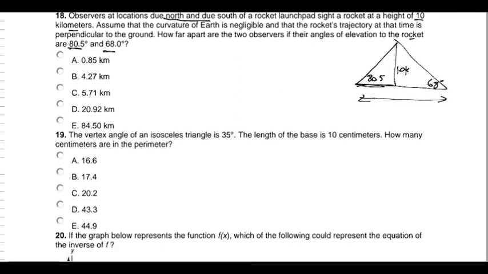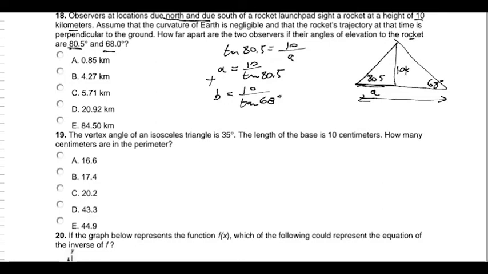So if we look at this one here, we can use the tan function. So tan of 80.5 degrees is equal to the opposite, which is 10, over the adjacent. Let's call that A. So therefore, just cross multiply. So we get 10 over tan of 80.5 degrees. That's going to be A. B then is going to be 10 over tan of the opposite angle here, 68 degrees. Okay, so let's put those into a calculator and add them together, and we will get a result of 5.71. So the answer will be C.